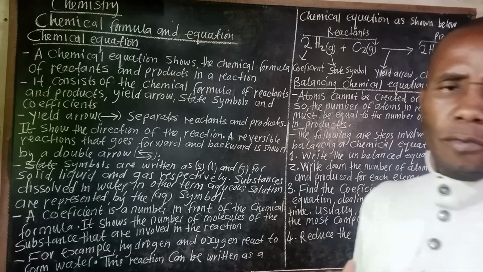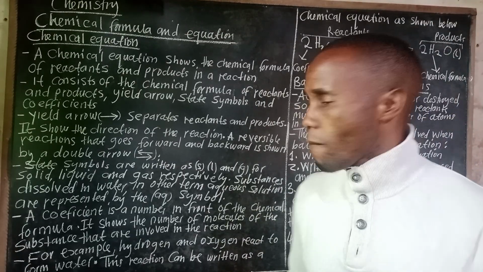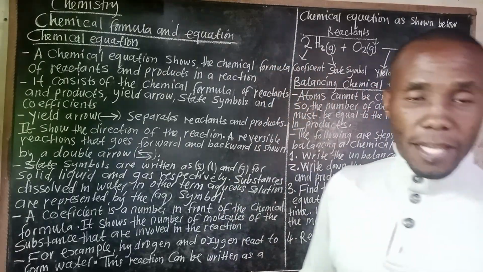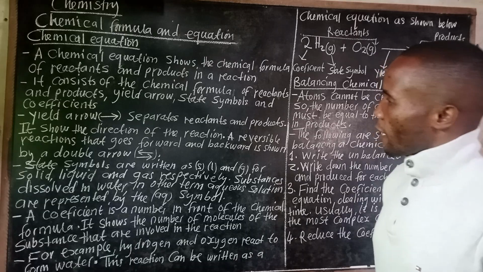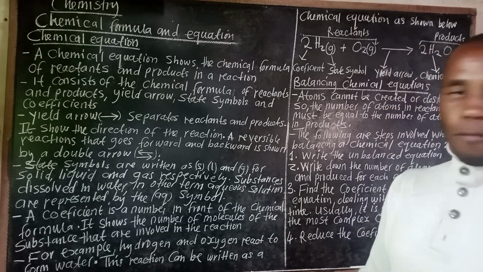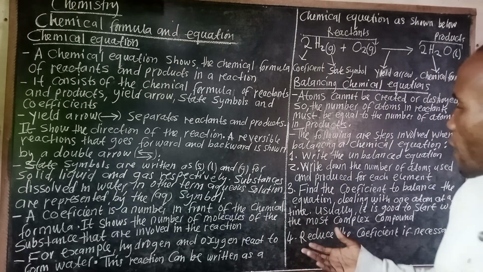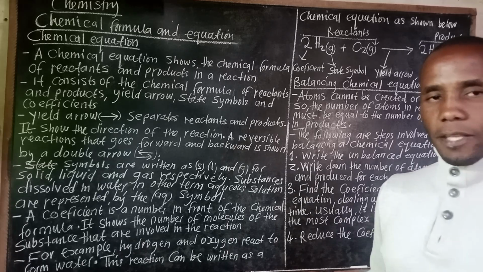So in a chemical equation, it's very, very important to understand the state symbols because they are always needed. Then point 5: a coefficient is a number in front of the chemical formula, just like I was explaining. It shows the number of molecules of the substance that are involved in the reaction.